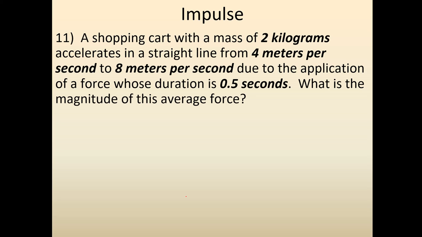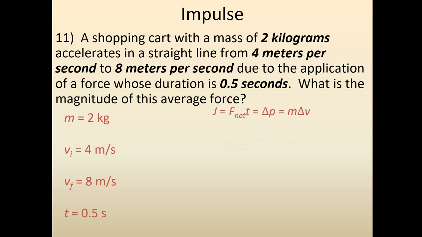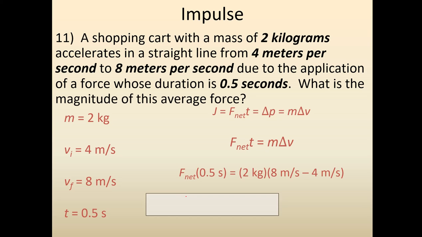All right, so plugging the numbers in, we have a mass of 2 kilograms. We have an initial velocity of 4, a final velocity of 8, a time of 0.5, and they want us to find the net force. So again, we're going to set F net T equals m delta V, basic stuff. I'll plug my numbers in. Remember, once again, we do final minus initial, and we should end up getting 16 newtons.